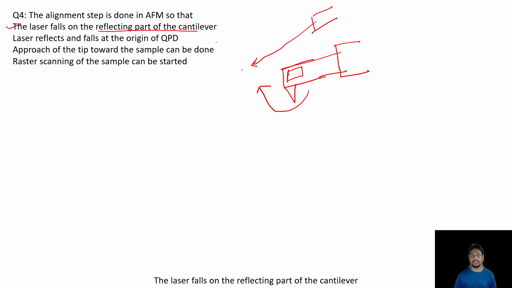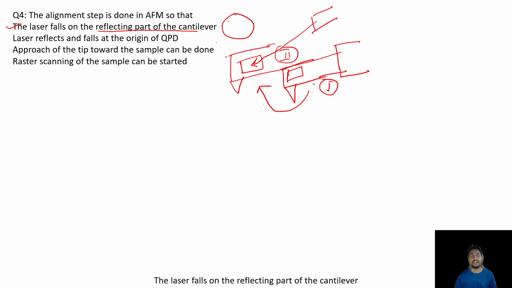Now let's say this is the position of the cantilever. I need to move from this first position, let's say, to this second position. So this is the alignment. The laser falls on the reflecting part of the cantilever. That is the first step of the alignment.